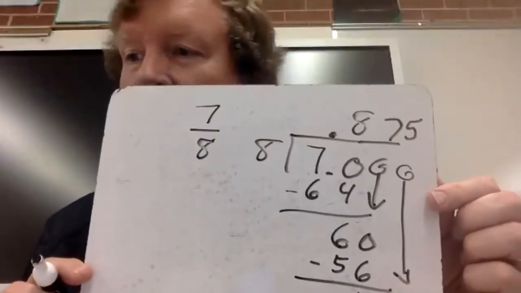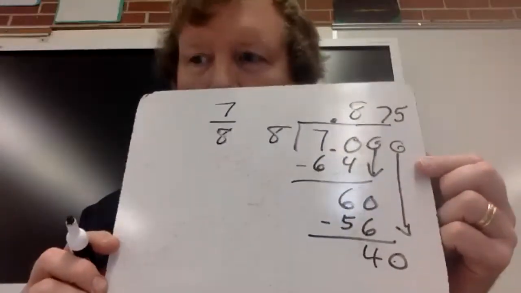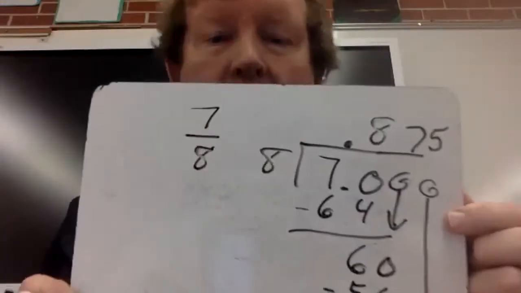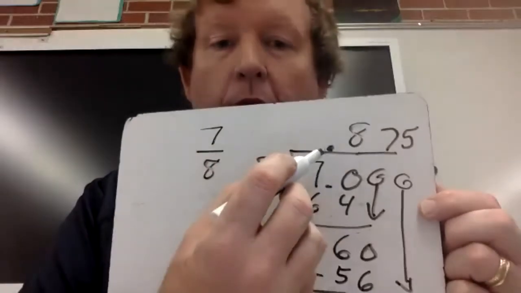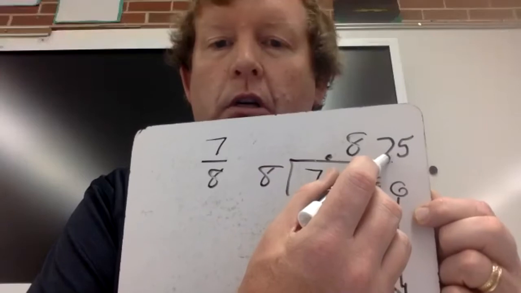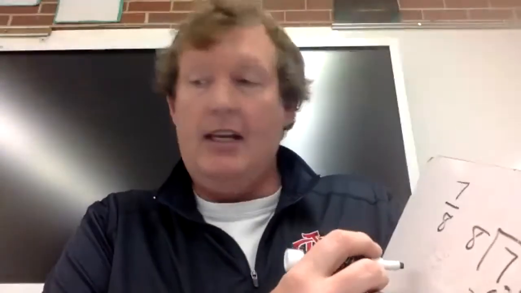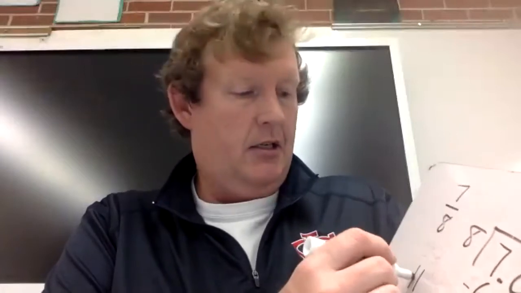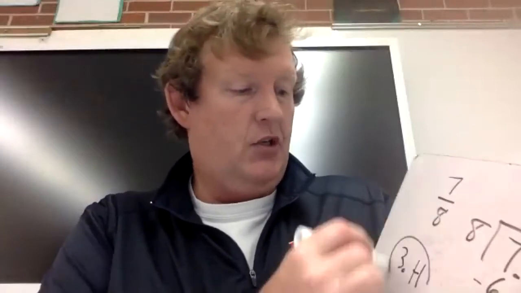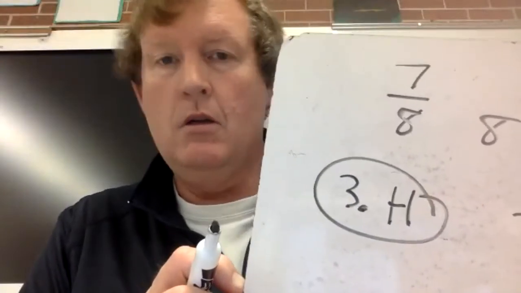Is there a decimal that's 0.875 over there? No. What would the percentage be? Well, if we move our decimal to the right twice, 1, 2. 87.5%, and that letter is H. So the answer to number 3, H. All right, number 4.